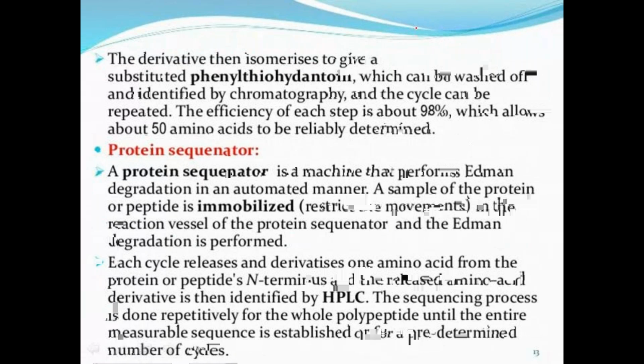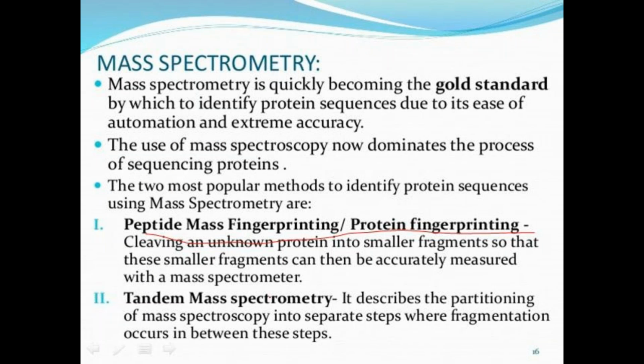The restriction digestion technique and PCR, and these all come under recombinant DNA technology. And here also DNA fingerprinting is there for the determination of DNA sequence. And like that, the protein sequence is determined by using peptide mass fingerprinting or protein fingerprinting.